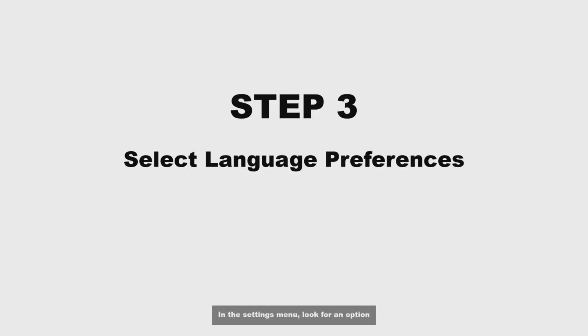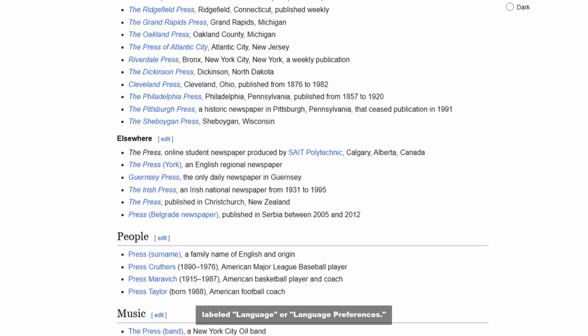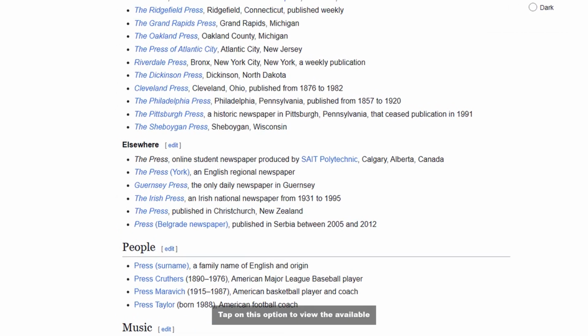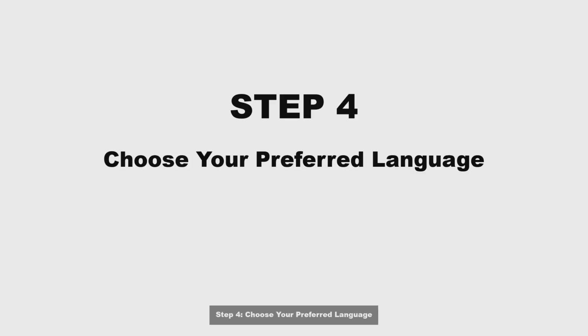Step 3. Select Language Preferences. In the settings menu, look for an option labeled Language or Language Preferences. Tap on this option to view the available languages.